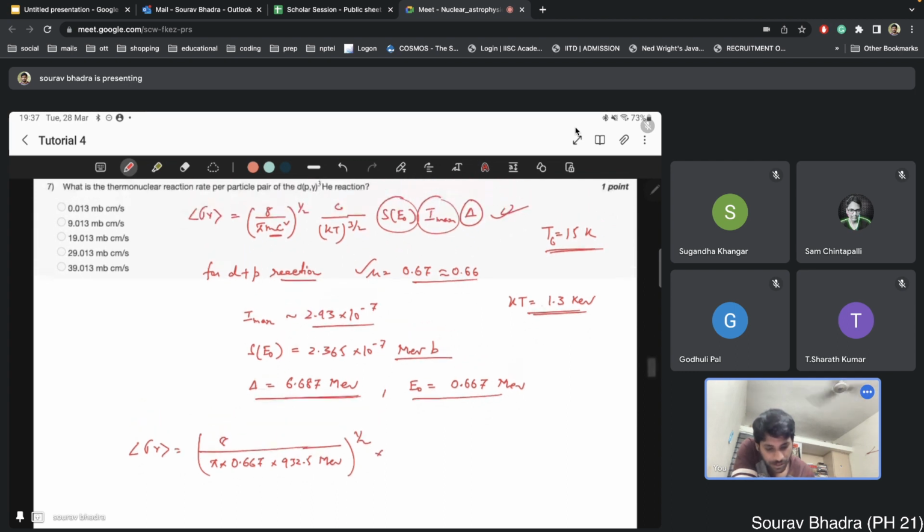Okay, and so your c is 3 into 10 to the power 10 centimeter per second.